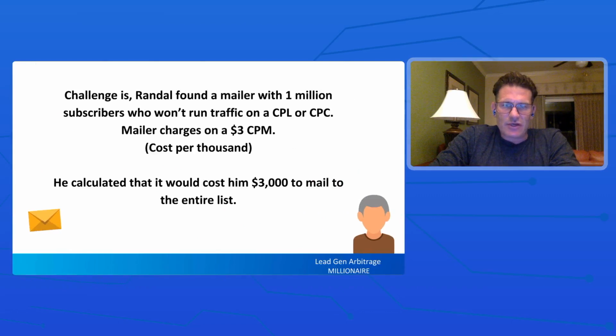Okay, so we come to a challenge. Randall finds an unbelievable mailer that he wants to work with. He's got 1 million subscribers, but he will not run traffic on a cost per lead, and he won't run it on a cost per click. The mailer charges on a $3 CPM. So he calculates that this is going to cost him $3,000 to mail to the entire list.